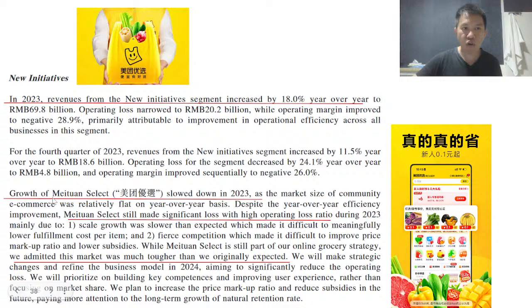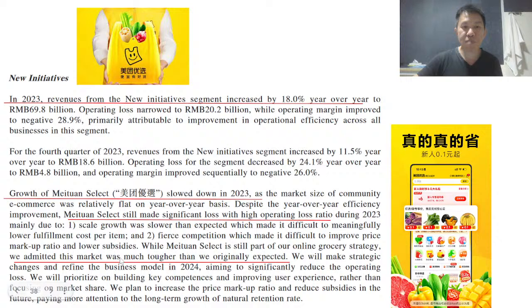So the growth of Meituan Select slowed down in 2023, last year. They still make significant losses because of a high operating loss ratio. The reason, they say, is that they don't have the skill. They have difficulty scaling up because they are not the market leader. Groceries is very competitive. They are competing against Alibaba's Freshippo (Hema Fresh), JD, Tata Groceries. They cannot compete because Alibaba and JD have deeper pockets and a lot of cash. The fierce competition also pressured them. So they admit that this market was tougher than what they originally expected.